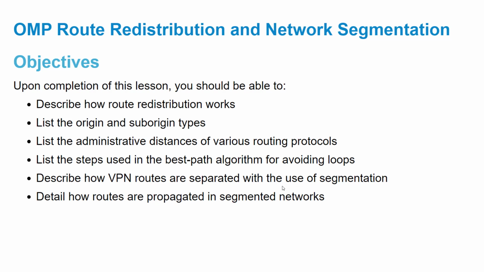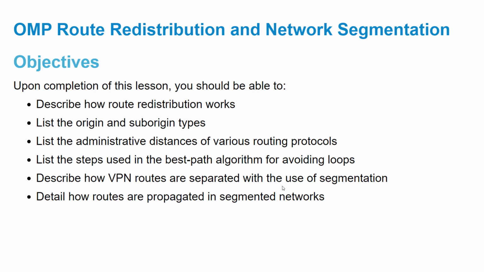So we're going to talk about how redistribution works in the SD-WAN fabric. We're going to talk about the origin and suborigin types that are used for routes. We're going to list the administrative distances and talk about what administrative distance represents for various routing protocols.